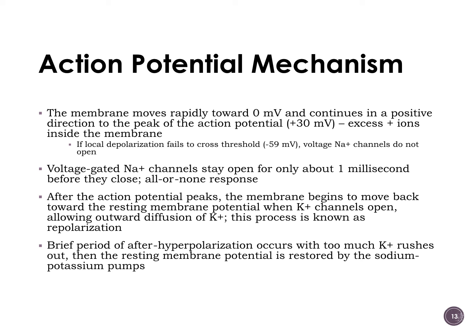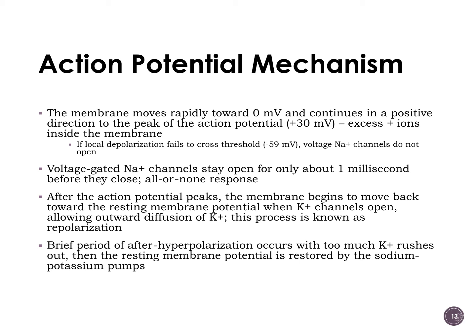Now, as we continue with this, we see that the membrane moves rapidly towards 0 millivolts and continues in a positive direction for a peak action potential of positive 30 millivolts due to that excess of positive ions inside the membrane. Now, again, that is those sodium ions. So it's a rapid fluctuation because that sodium rushes in. Now, we talked about on the previous slide the sodium gated channels opening.